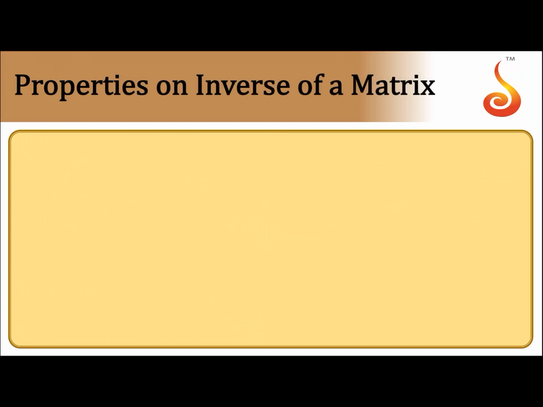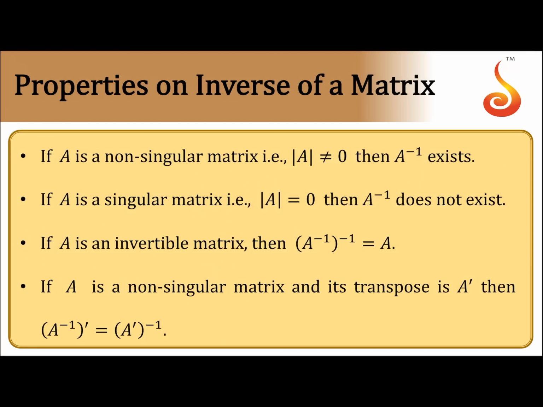Coming to the properties of the inverse of a matrix. First one: A is non-singular, meaning determinant of A is not equal to 0, then A inverse exists. It means that for the existence of A inverse, it is necessary that the matrix must be non-singular. Suppose it is singular, A inverse does not exist. Directly we can say that.